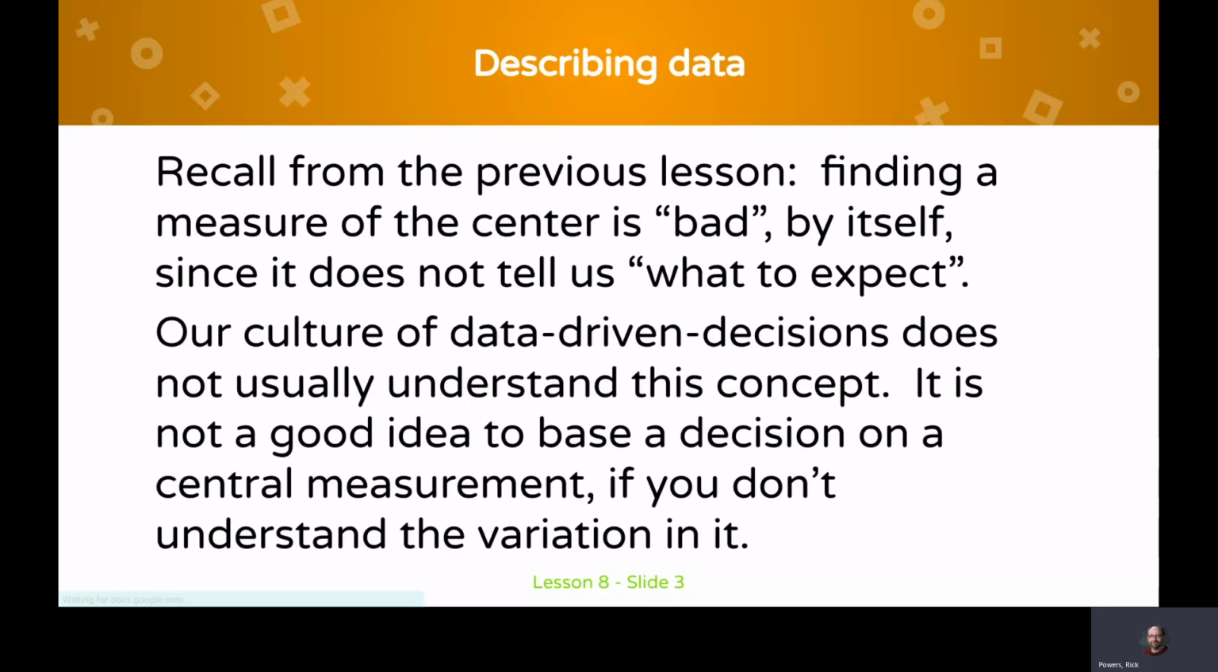Recall from the previous lesson, finding a measure of the center is bad by itself since it does not tell us what to expect. Our culture of data-driven decisions does not usually understand this concept. It is not a good idea to base a decision on a central measurement if you don't understand the variation in it.